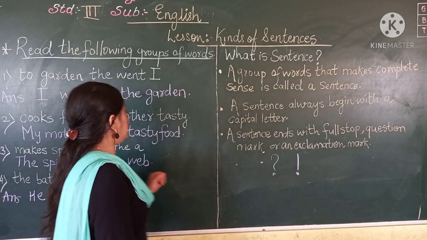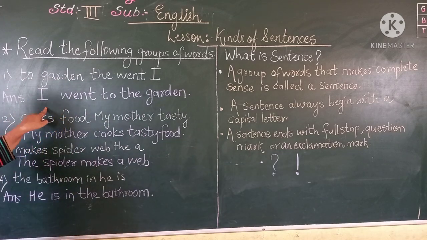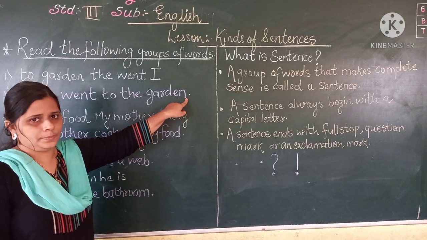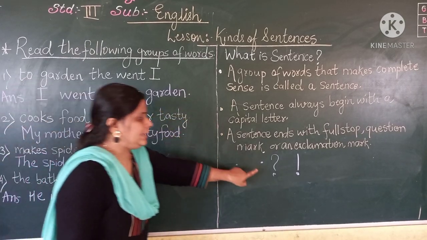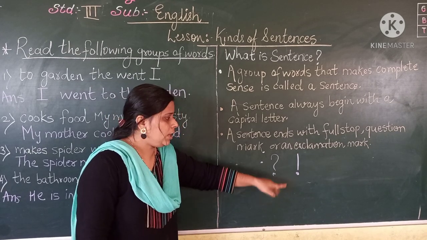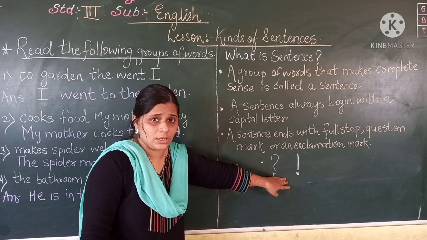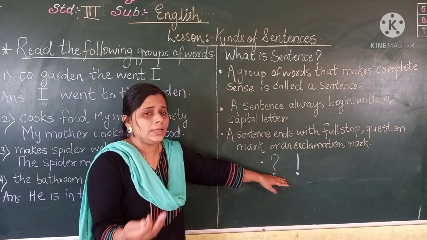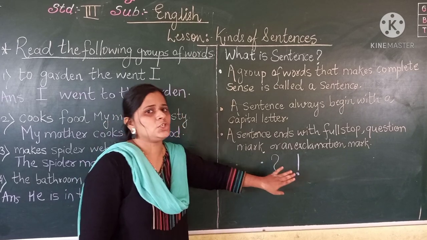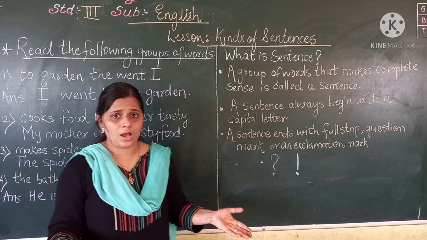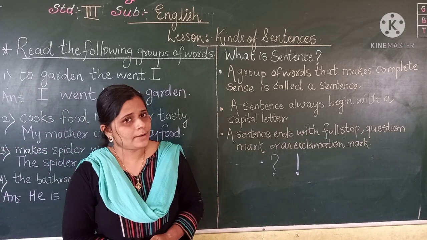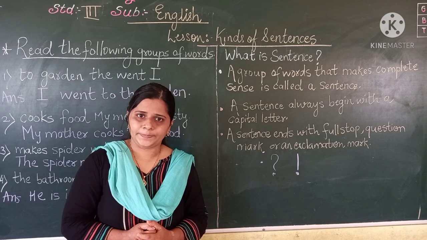Just take an example. Now here, this is a sentence. I went to the garden. So it ends with full stop. Okay students, when it is about a question, it ends with question mark. When the sentence is about exclamation, we are going to learn in detail. Just wait, I will explain the exclamation and the question mark. So hope till here your concept about sentence is clear, right?